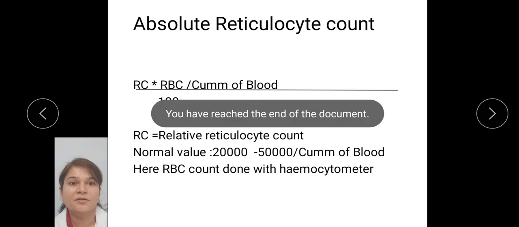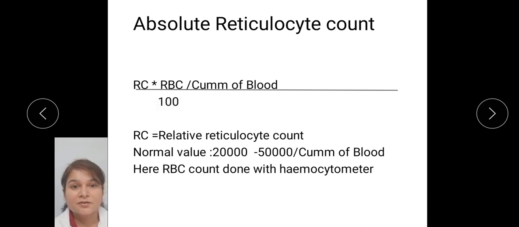So this was all about reticulocyte count. Remember relative reticulocyte count and absolute reticulocyte count.